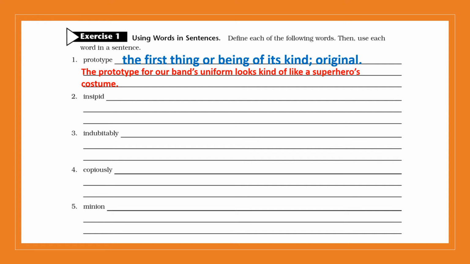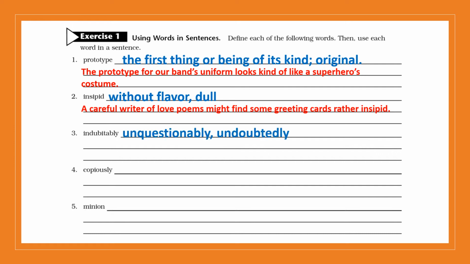Number two, insipid, meaning without flavor, dull. For example, a careful writer of love poems might find some greeting cards rather insipid. Number three, indubitably, meaning unquestionably or undoubtedly, from doubt. For example, this is indubitably the coldest my fingers have ever been, and I hope I don't have frostbite.